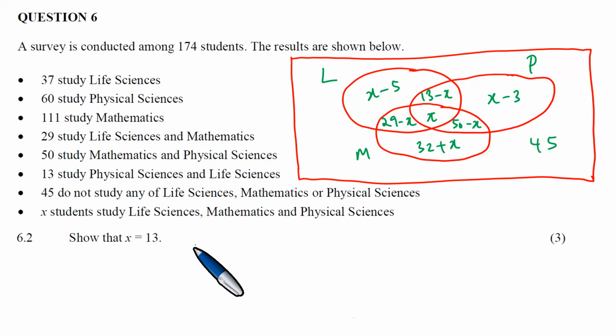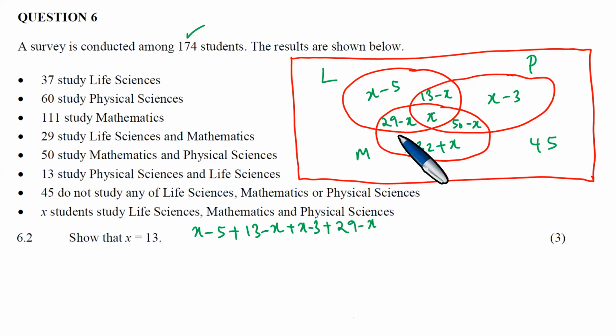To show that X equals 13, we proceed as follows. So we add everything together. To add everything together, we need to remember that it's a survey that is conducted among a total of 174 learners, meaning we're going to add everything. So we're going to start with the X minus 5, and then we add 13 minus X. Then we add X minus 3. And then we add 29 minus X. And then we add 50 minus X. And then we add 32 plus X.